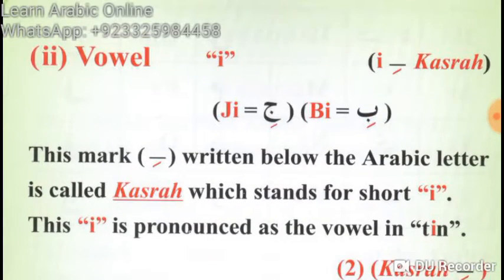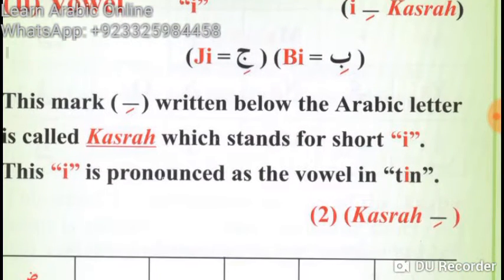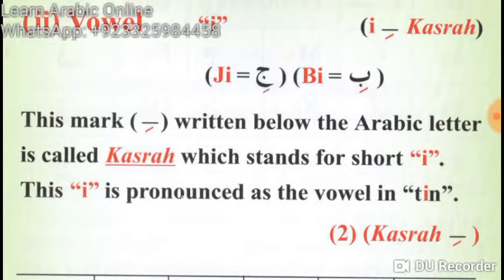Here we have the second vowel, which is called kasra. So start reading this vowel. Kasra. Yes. This mark kasra is written below the Arabic letter. Start reading from here.